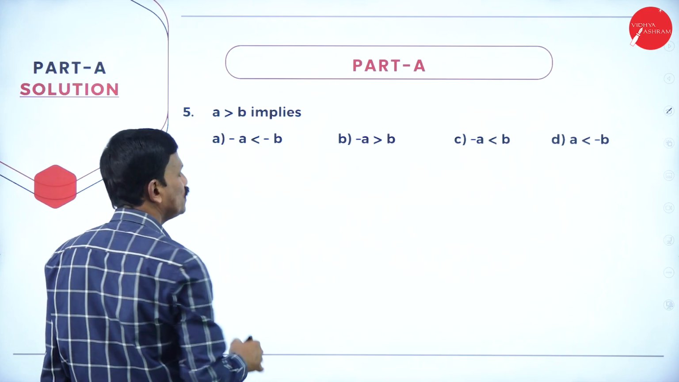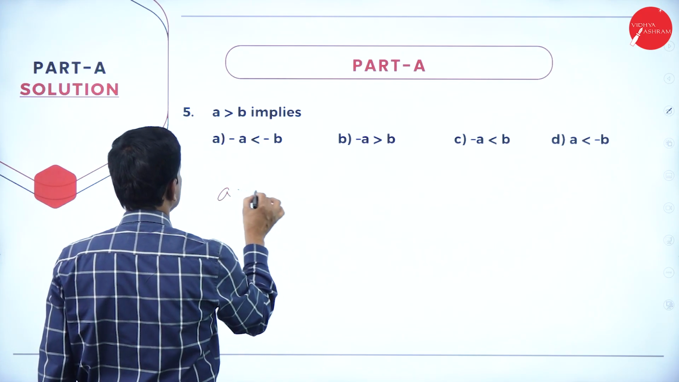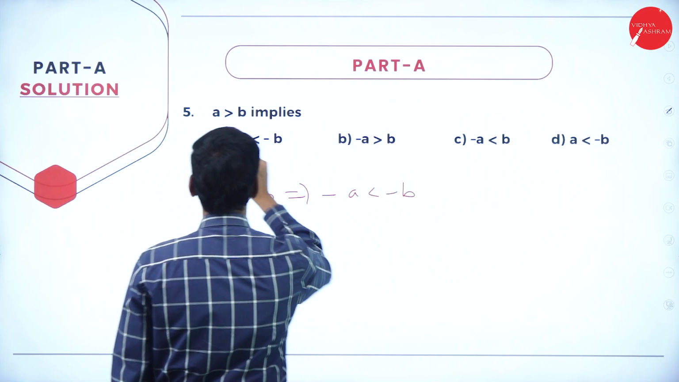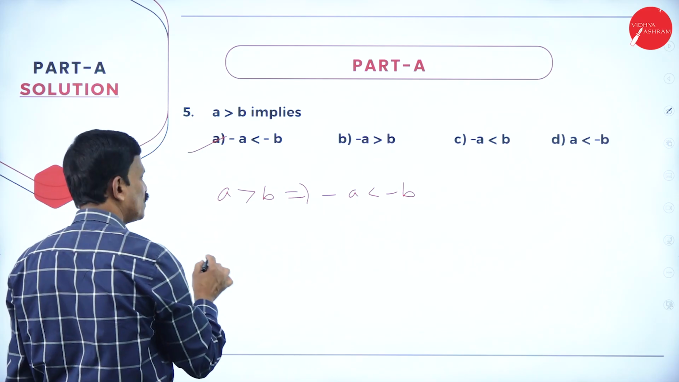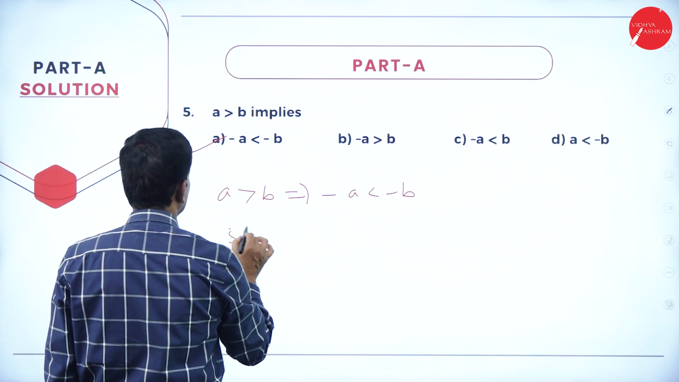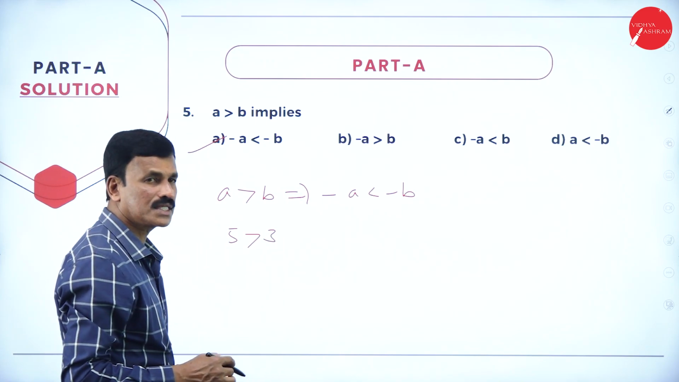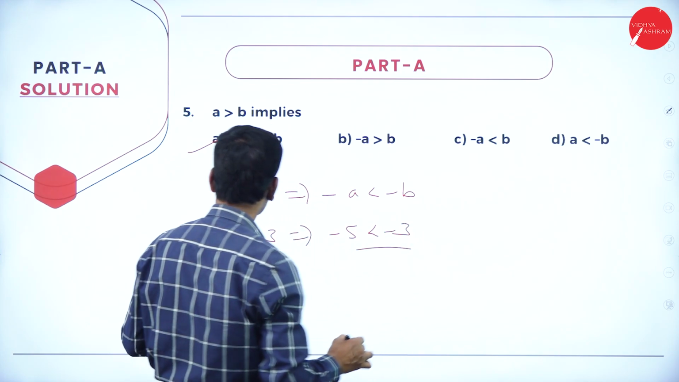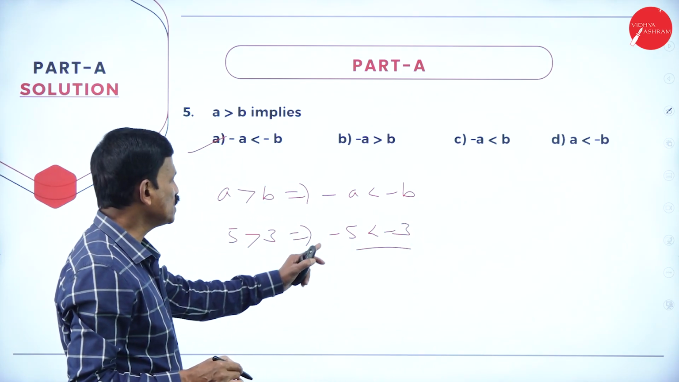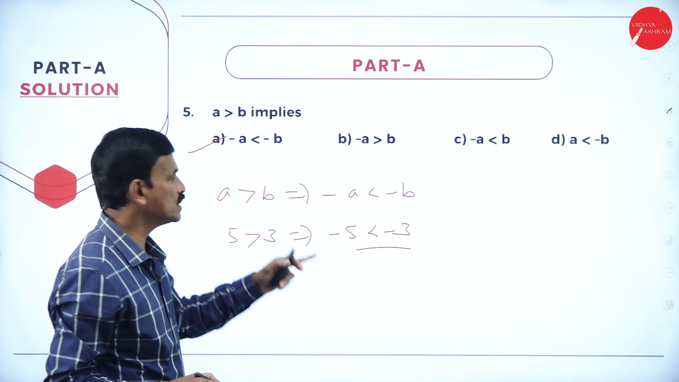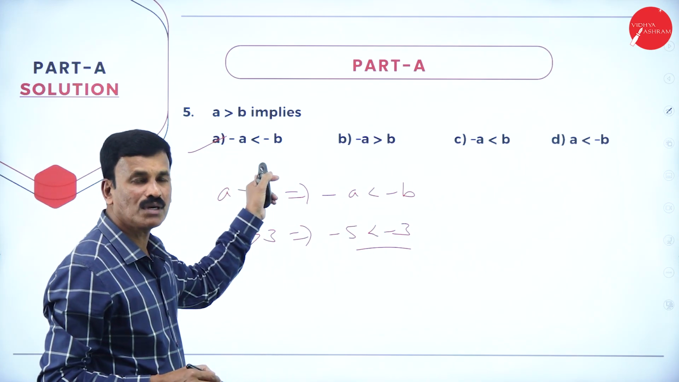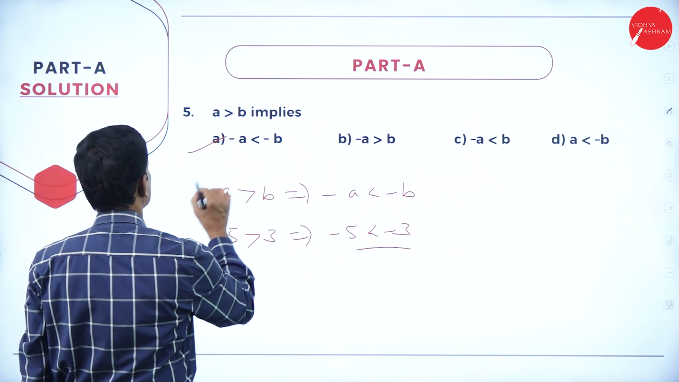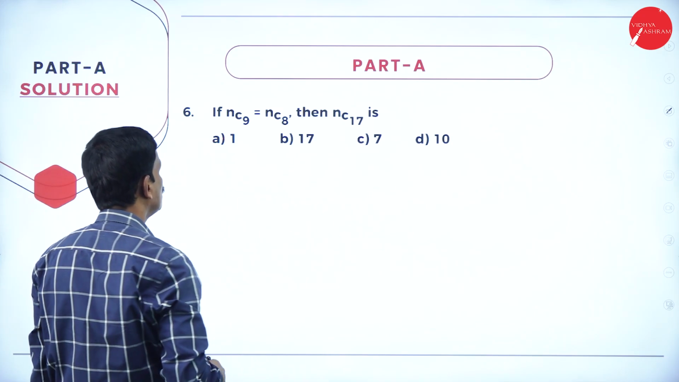This is very important. If a is greater than b, this implies minus a is less than minus b. Let me give an example. You know 5 is greater than 3, which implies minus 5 is less than minus 3, right. So, that means if a is greater than b, then minus a is less than minus b. Now, the option is A for this. Now, move on to the next.